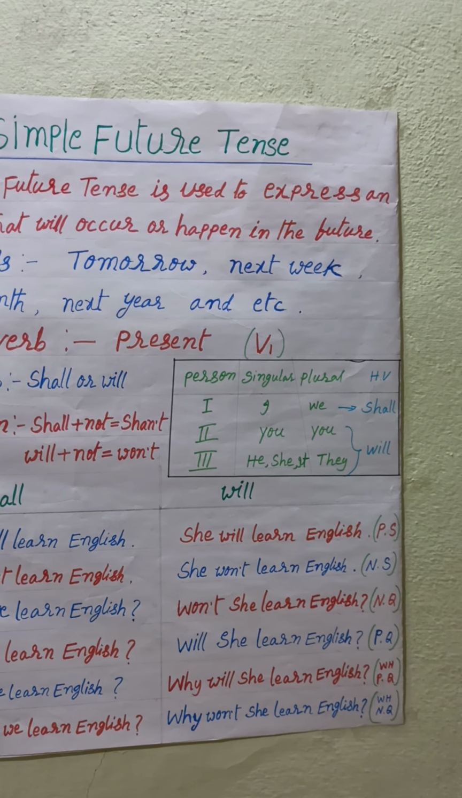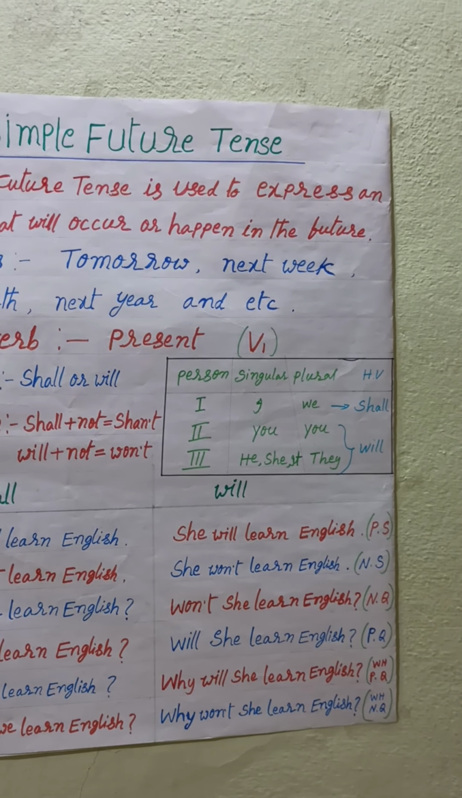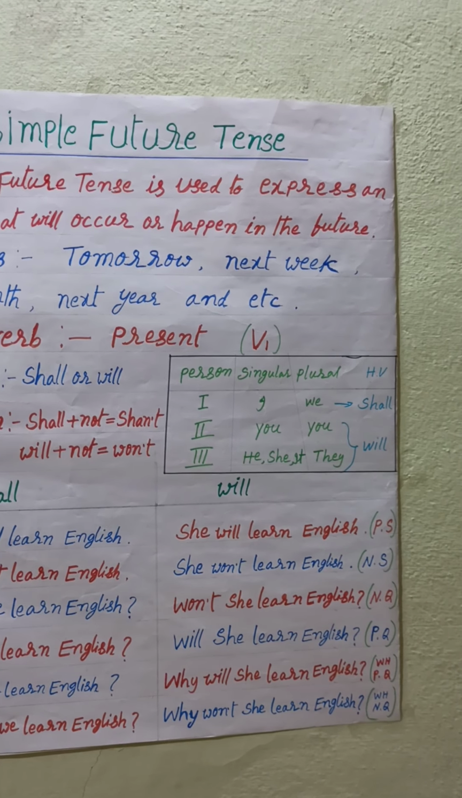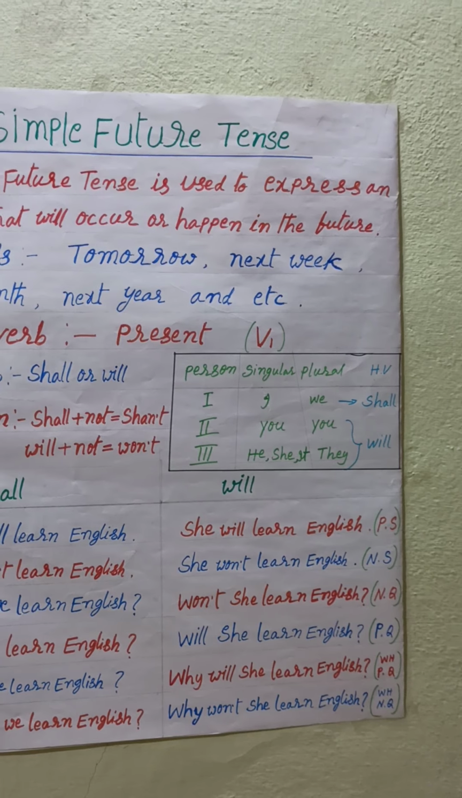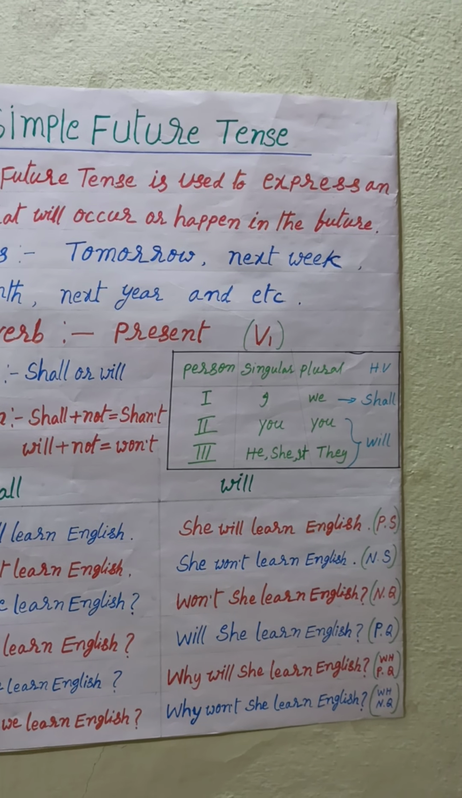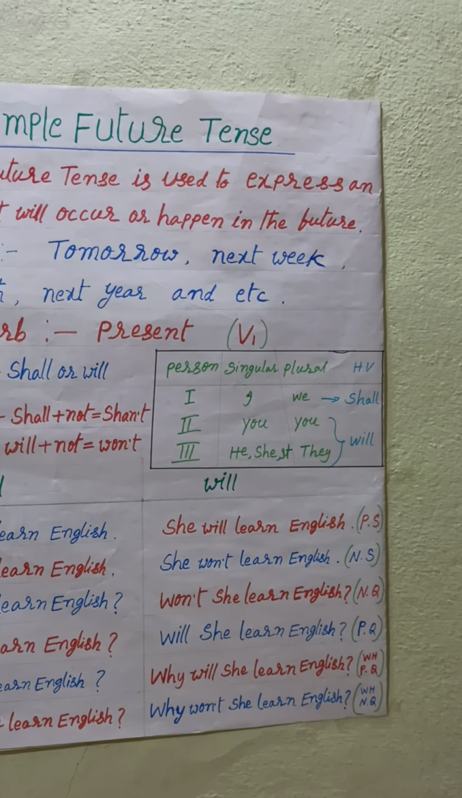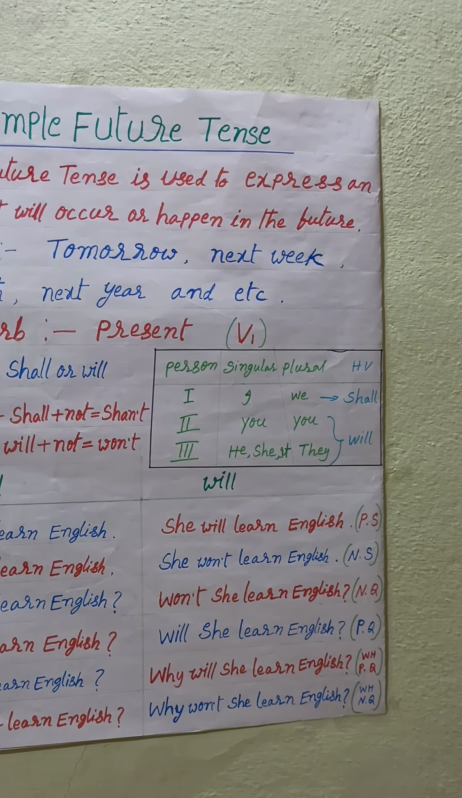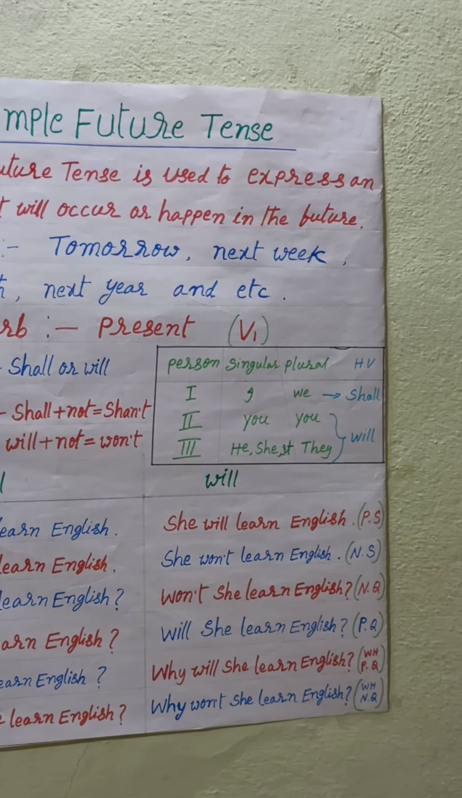Person 1: I, we. I is singular, we is plural. Person 2: singular is you, plural also you. Actually here you is plural.